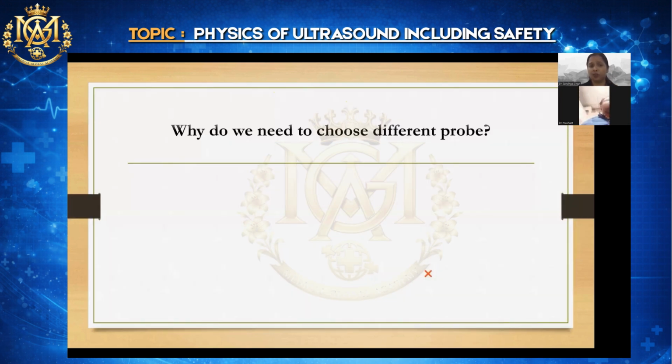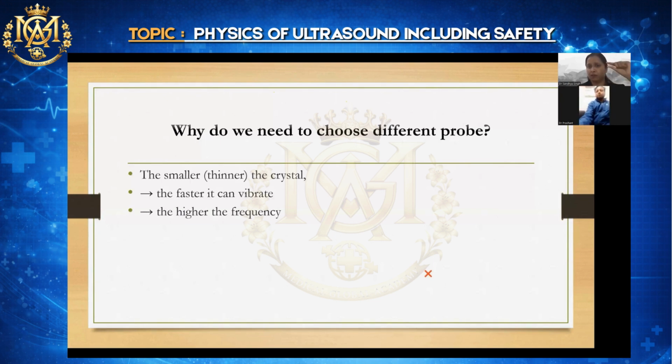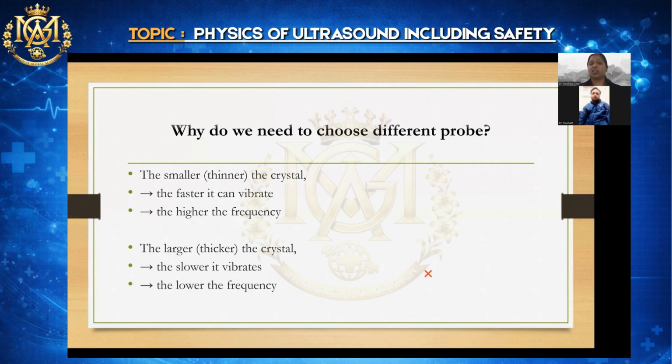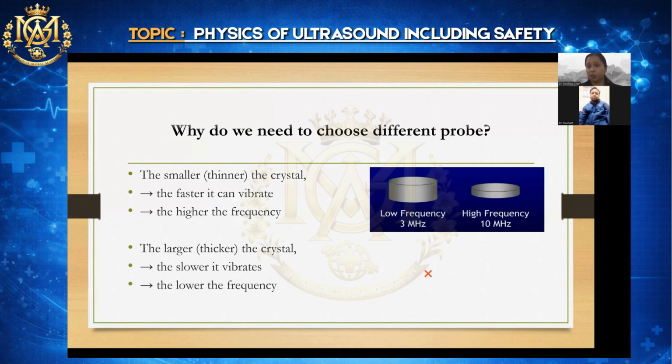Now, how do we choose different probes, and why do we choose these probes? See, if the crystals are very thin, I hope you will understand this. If this is your probe and you place a very thin crystal over here, there is a lot of space for this crystal to vibrate. So a thin crystal will vibrate very fast. But let's take this thick crystal now. The space is very less for this to vibrate. So a thin crystal can vibrate faster and produce high frequency.